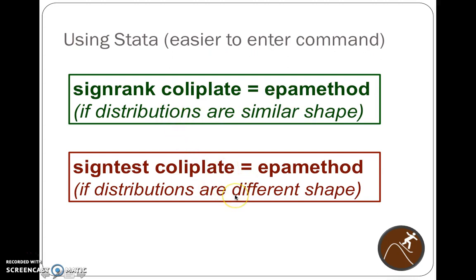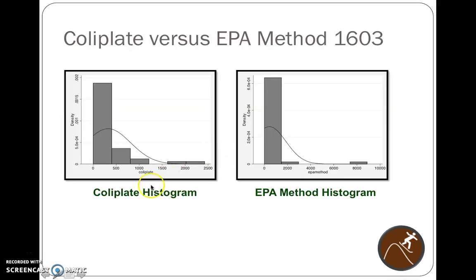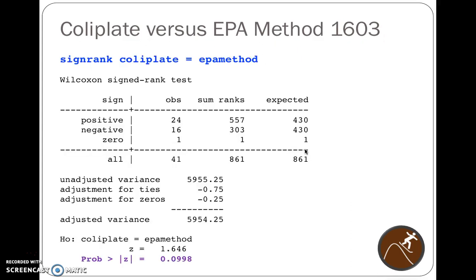If you don't think the distributions were a similar shape, you can do the sign test. And again, it's a very simple command. So look at the Coliplate histogram, look at the EPA method histogram. They kind of look similar. I mean, these bars are a little higher. This goes way out to like 8,000. This one goes up to like 2,000. So you could argue that one's better than the other. Again, I'm sure there's a stat method for it, but it's a bit more advanced for a basic biostats class.